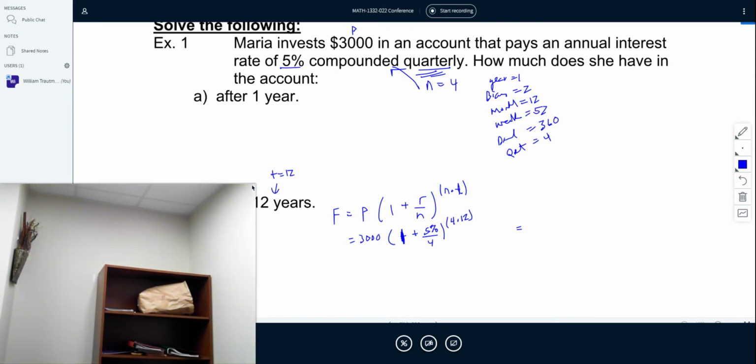So if I put $3,000 in the bank, compounded quarterly for 12 years, I end up with $5,446.06. That's with that interest rate of 5%.